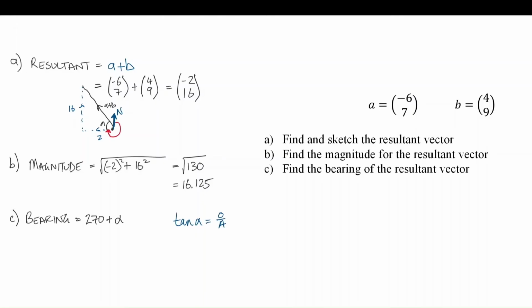We know that tan alpha is the opposite over the adjacent. In this case, the opposite over the adjacent is 16 over 2. So alpha is inverse tan of 16 over 2, which gets us 82.87. Going back to the bearing, we need to add that on to 270. And we get a bearing of 352.87 degrees. That's the bearing of the resultant vector.